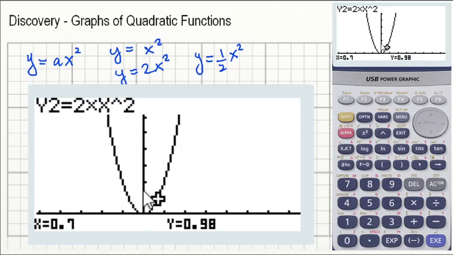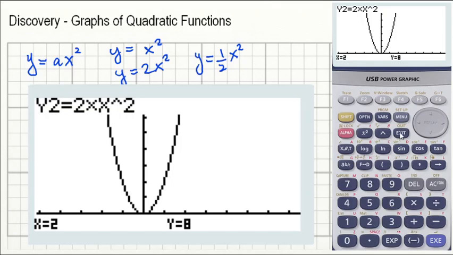What if I go to x equals 1? In my original function, x equals 1 would provide me y equals 1, but in this case it's giving me y equals 2. Let's go forward. x equals 2, y equals 8. So yeah, all of the points are twice as high as they used to be. So my function has been stretched.